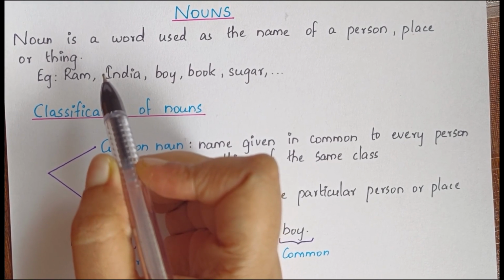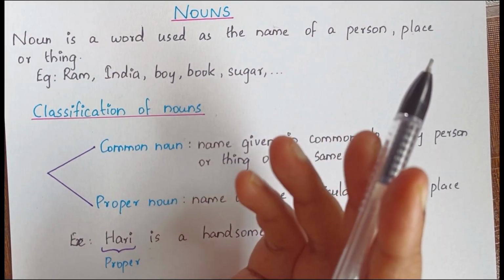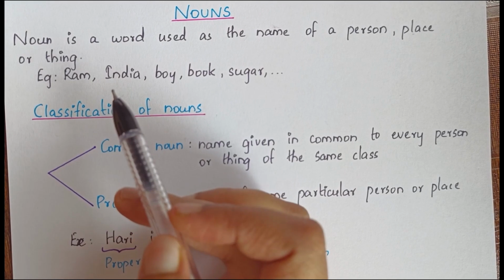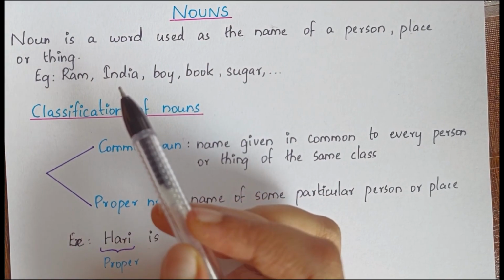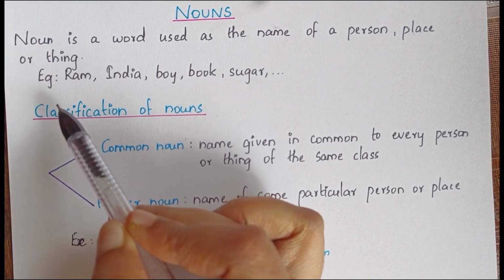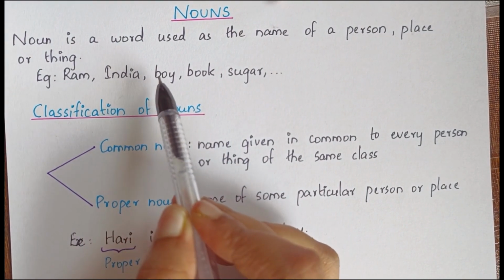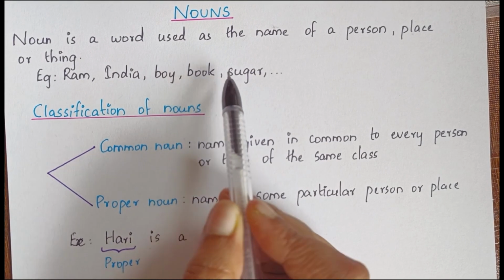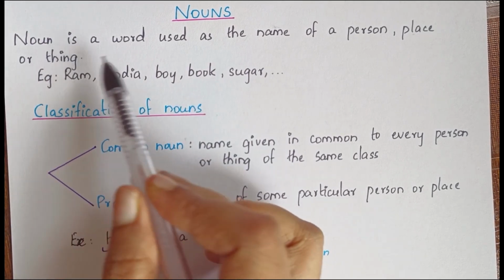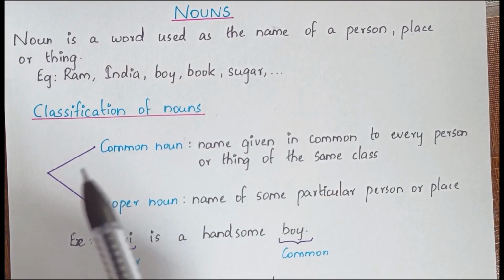So, what is actually noun? Most of you know that noun is a word used as the name of a person, place, or thing. So, any name of a person or a place or a thing can be named as a noun. For example, Ram is a name of a person. India is a name of a place. Boy is a name given to a person. Book is a thing. Sugar is a thing. So, everything that is the name of a person, place, or a thing is a noun.